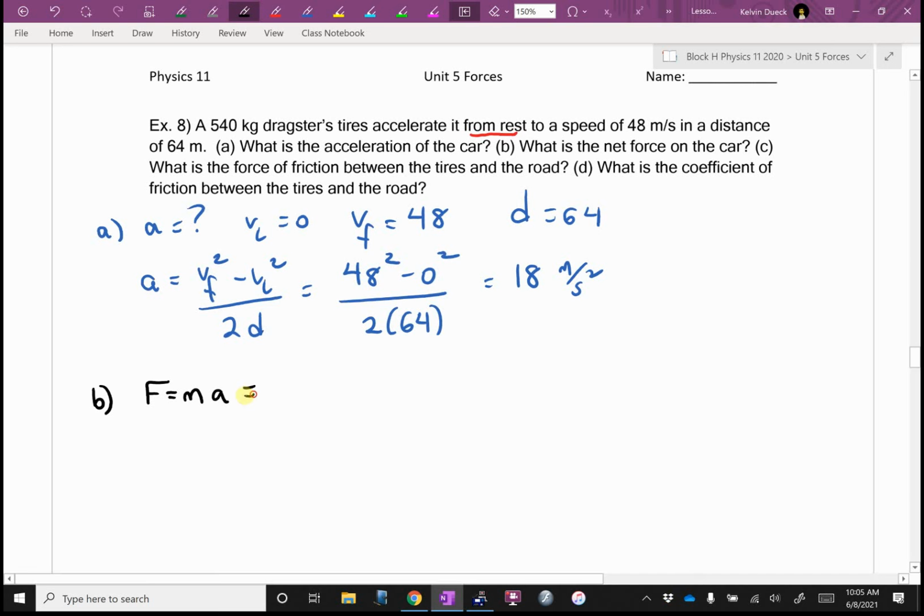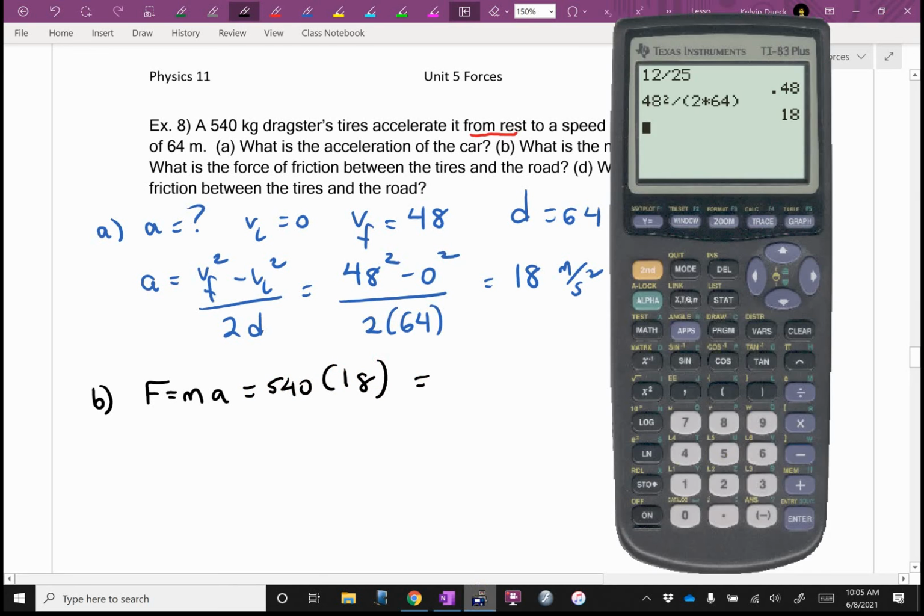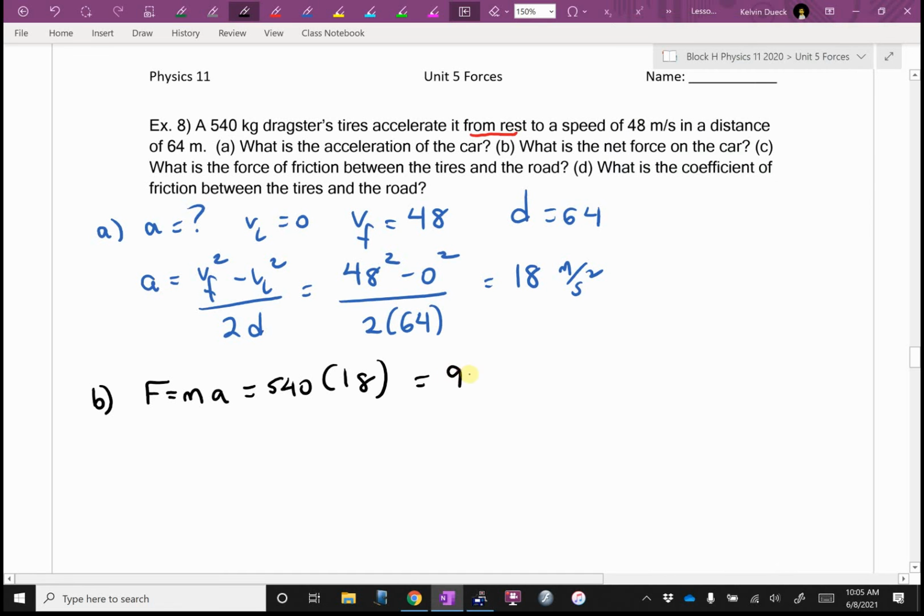So 540, and I just calculated a, 18. So 540 times 18. The net force is 9,720 newtons. C. Now it wants me to find the force of friction. You know what? I think maybe now I need a free body diagram. I've got some white space off to the right. I'm going to do my free body diagram right here.